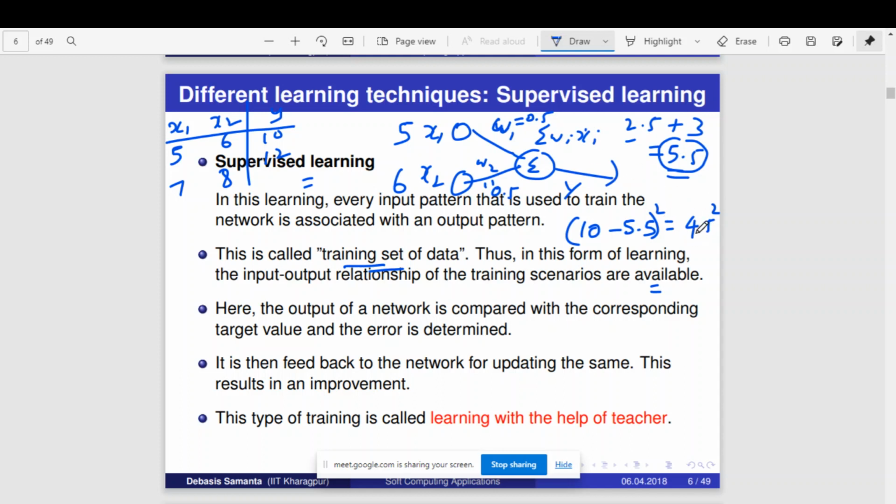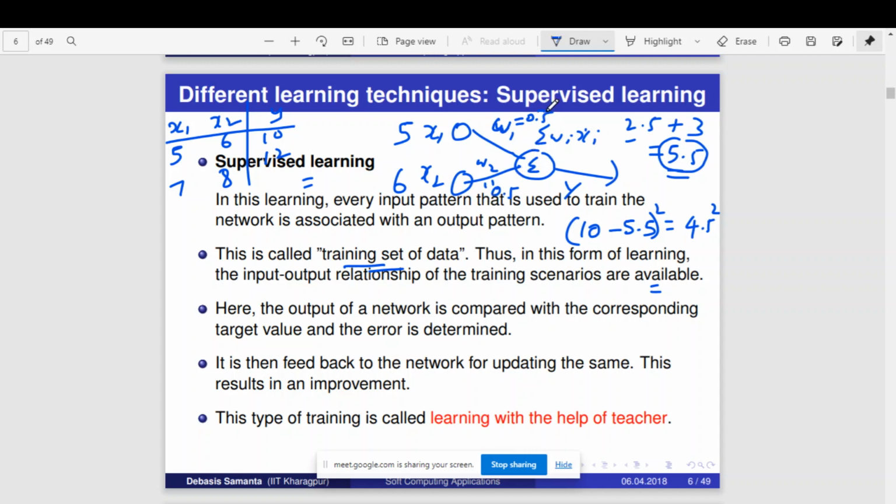Okay. So one more thing you should understand. If the error is a positive error, and in this case it is a positive error because 10 minus 5.5 is 4.5, a positive number, you have to generally increase the weight. If it is a negative number, you have to decrease the weight. So now should the weight be increased or decreased? Increased. Okay. So let us assume that we are increasing.